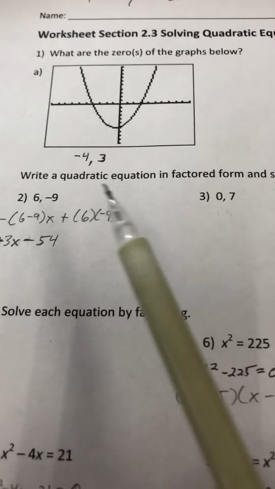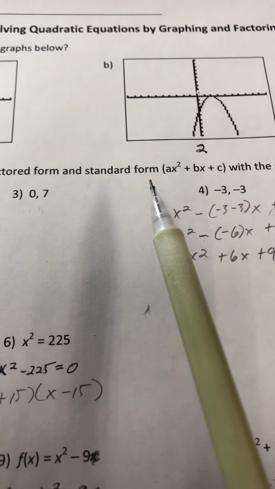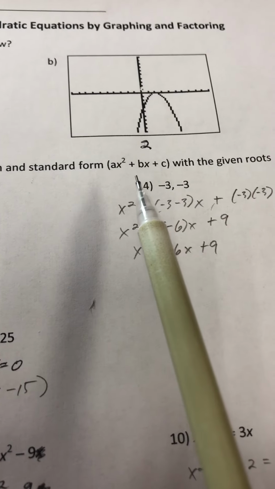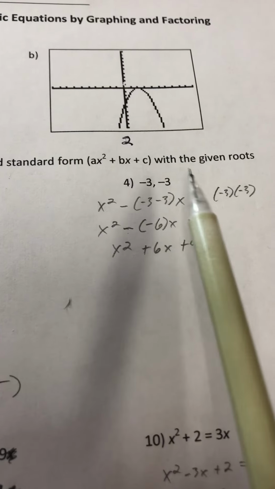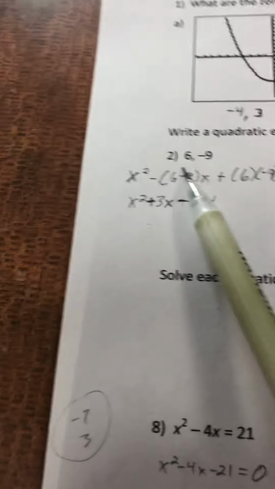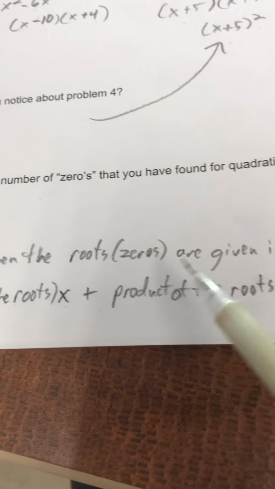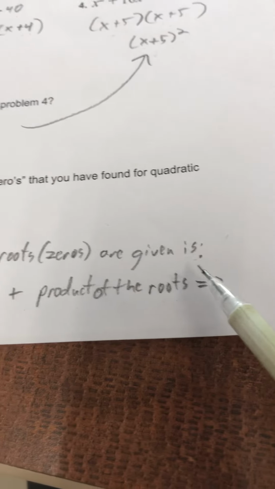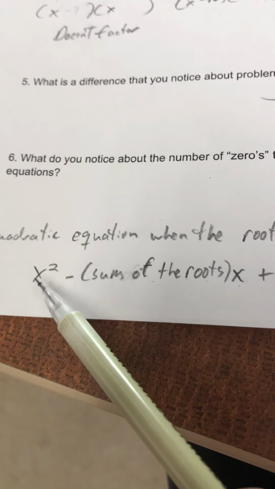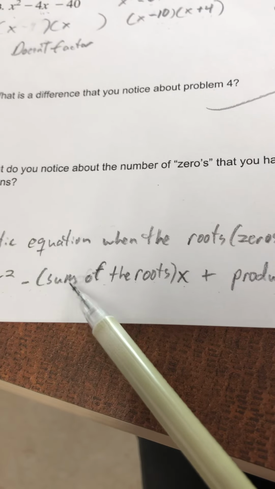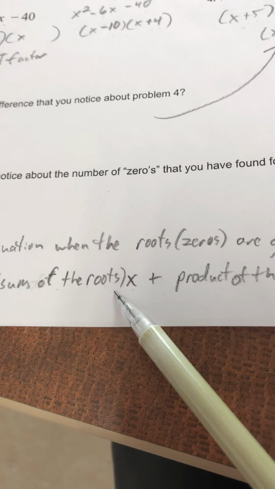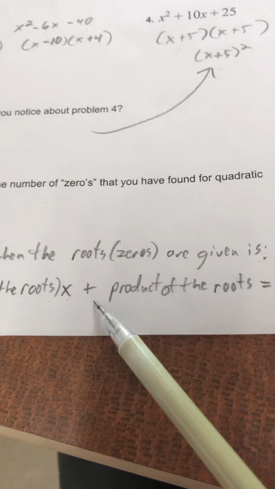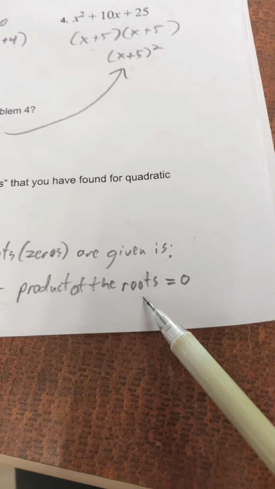But writing a quadratic equation in factored form and standard form, right there, with the given roots. So you're given these roots. Now remember from work last week, the quadratic equation when the roots, zeros, are given is this. You have x squared minus, in parentheses, the sum of the roots times x, plus the product of the roots, which is multiplying. Okay, so that's what I did.